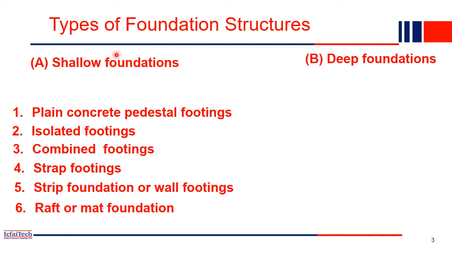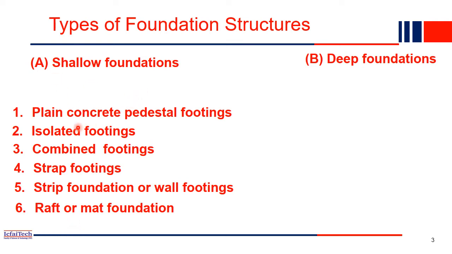So again, in the shallow foundation also we have multiple divisions. Shallow foundation, first one is the plain concrete pedestal footing. So this is the first type of shallow foundation. And then the second type of foundation is isolated footing. Then we have combined footing, strap footing, strip foundation, and the raft or mat foundation. So this is the typical 6 different classifications of shallow foundation.